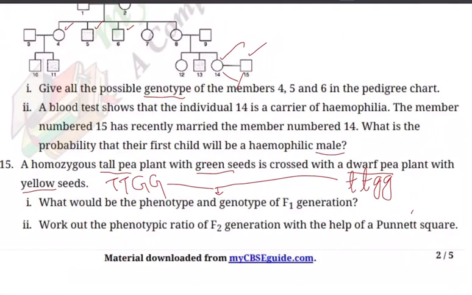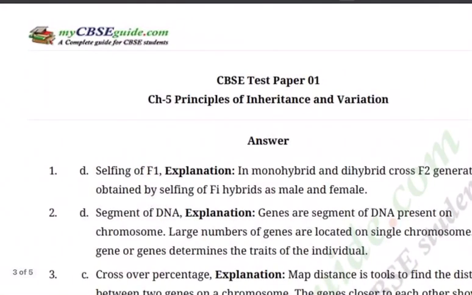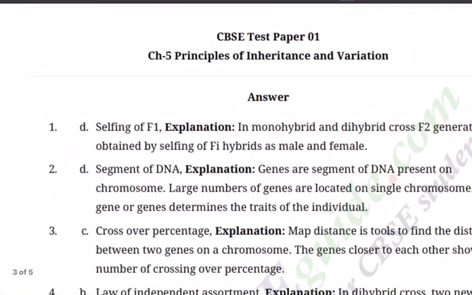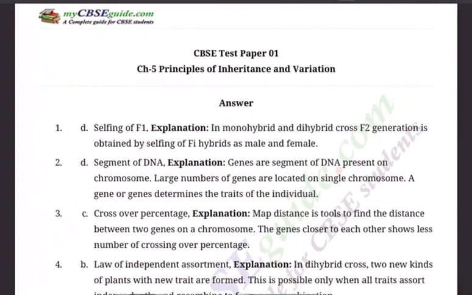Work out the phenotypic ratio of the F2 generation with the help of a Punnett square. For this, what you need to answer, take a paper and start answering. After answering it, now let us come to the questions. For each question, let's answer.